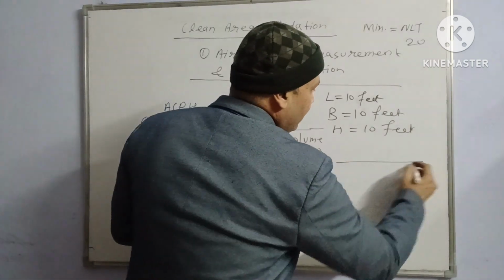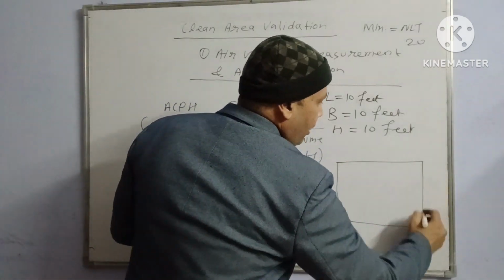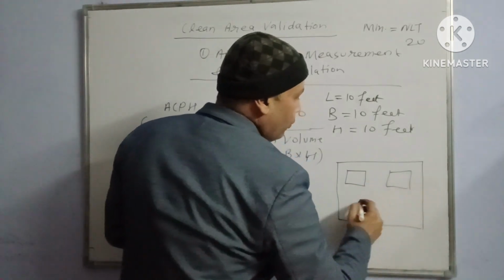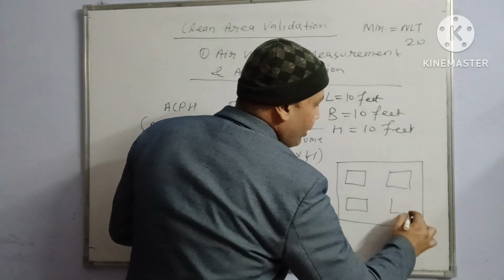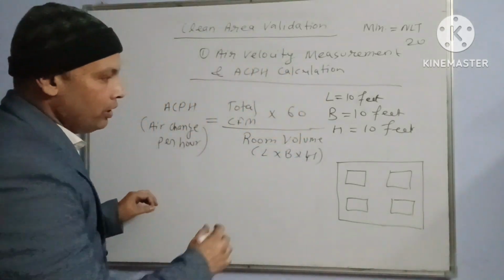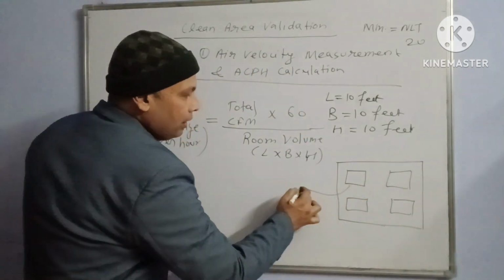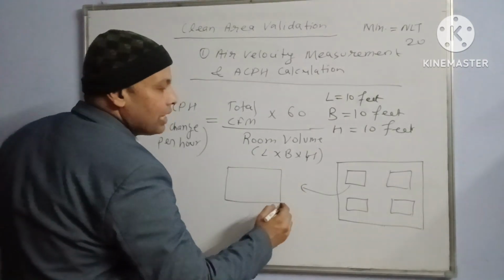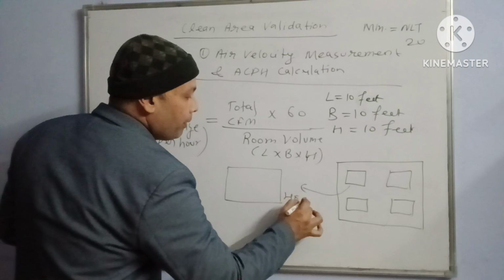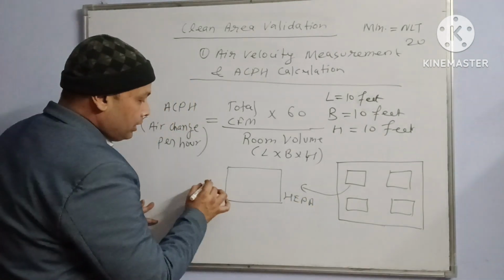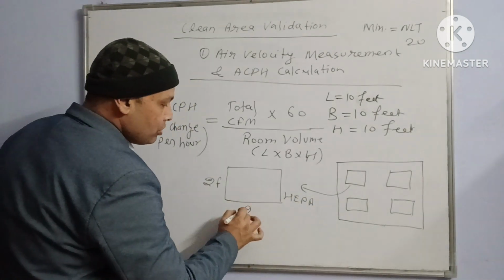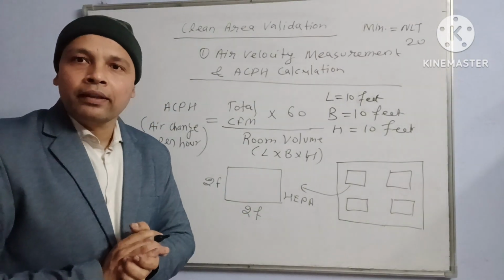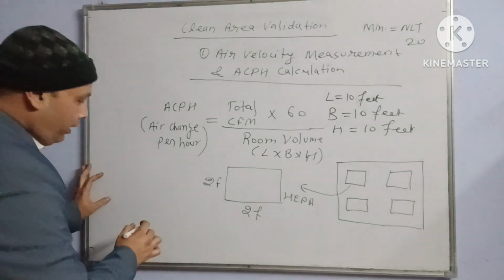Suppose this is the ceiling of the room and here there are 4 HEPA filters. It is having 4 HEPA filters, right, of the same size. Suppose I am drawing one of these HEPA filters here in magnifying form. Suppose this is the HEPA filter, right? It is also 2 feet and this is also 2 feet. It means 2 by 2 feet is the dimension of this HEPA filter. Okay. Then CFM.